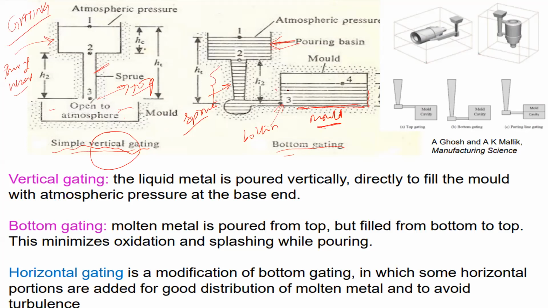And what about the horizontal gating? It is just a modification of bottom gating. As you can see, this is the top gating, this is the bottom gating. In top gating the sprue is connected to the top of the mold cavity, here it is connected to the bottom of the mold cavity, and in this horizontal gating system it is connected in between, right? And what is the advantage of bottom gating? This minimizes oxidation and splashing while pouring. Mostly they use all the three methods, right?